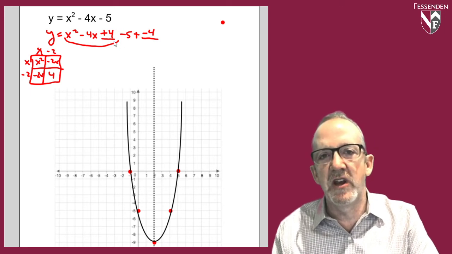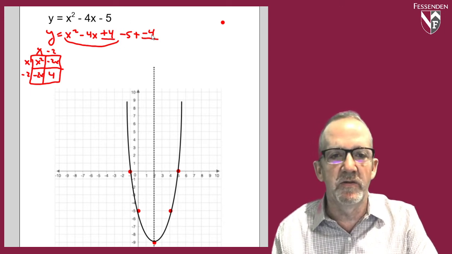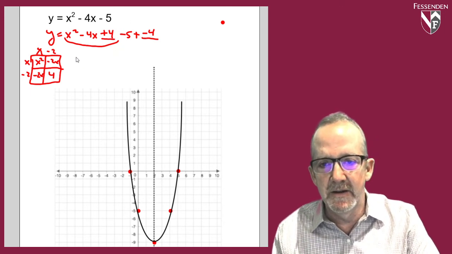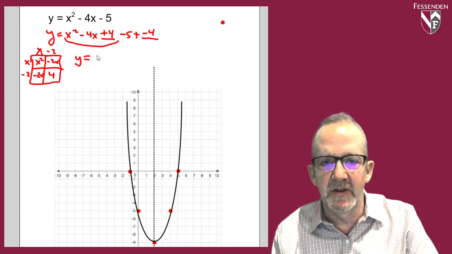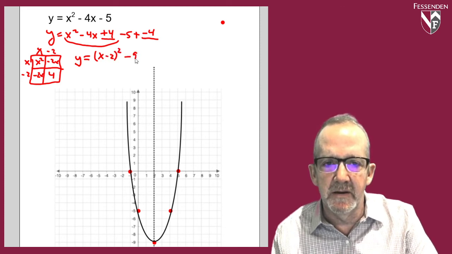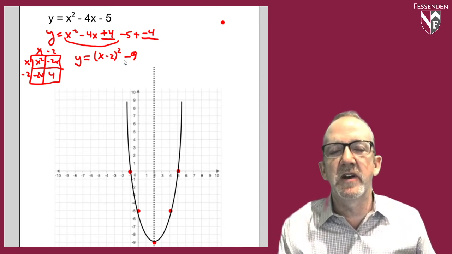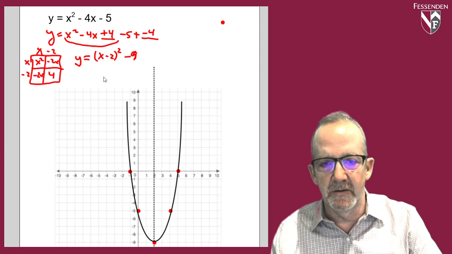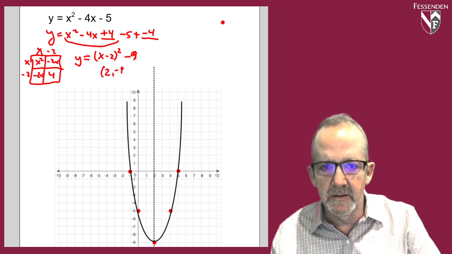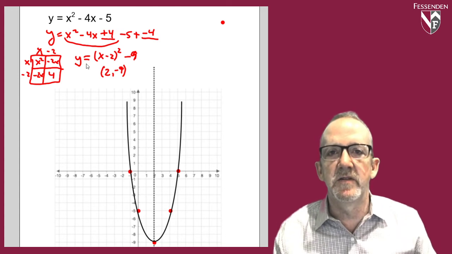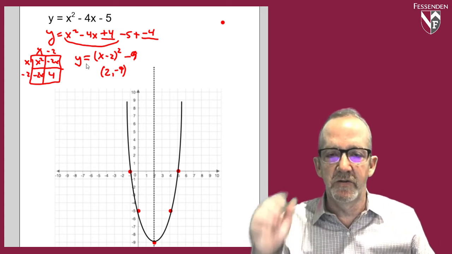Now we haven't changed the equation. We've added 4 and subtracted 4 on the same side. And what that means is it's y equals the factoring of this, which is x minus 2 quantity squared minus 9. Do you recognize this form now as the vertex form? The vertex being at 2, negative 9. Does that make sense? Do you see how that worked? So let's do one more example.